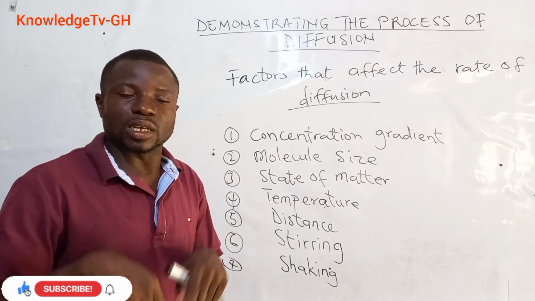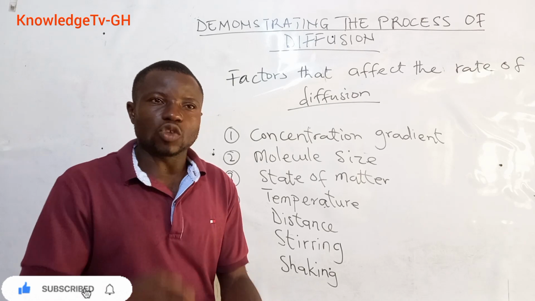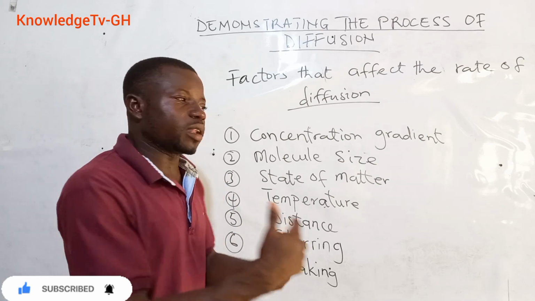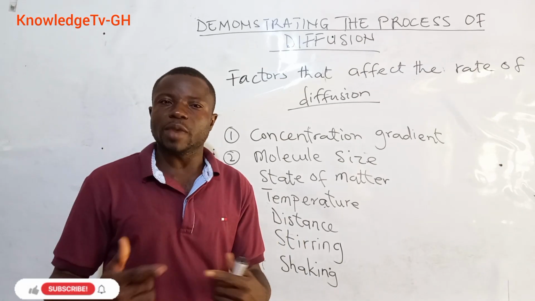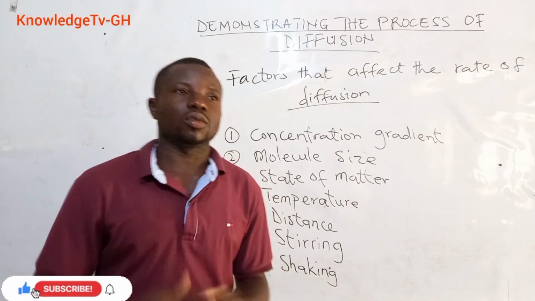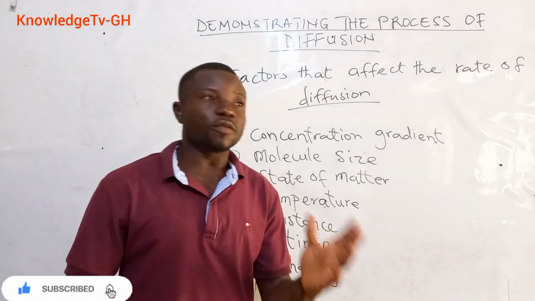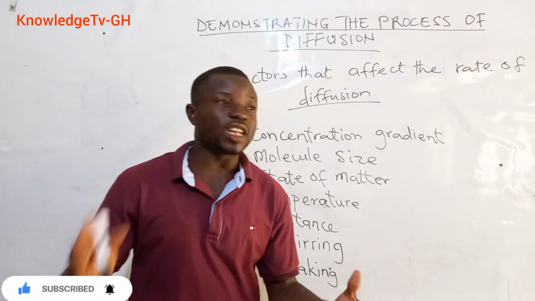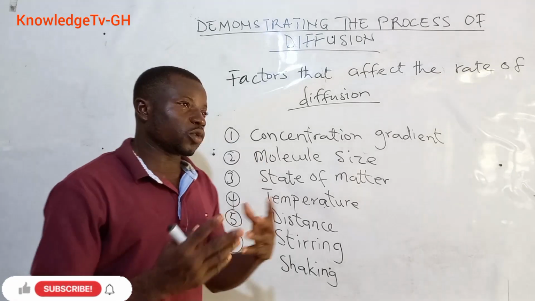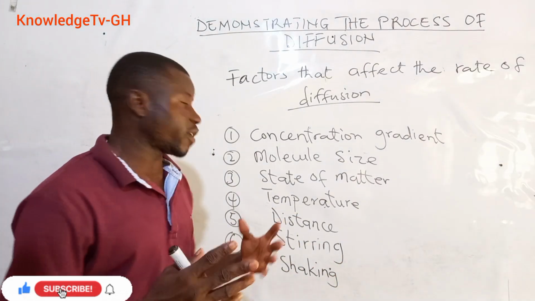If the solid is at the bottom, you will see that diffusion occurs faster coming up compared to another. Let's say you pour water into a very big, tall beaker, and a small beaker that is not tall. You compare how diffusion occurs in these two. You will see that in the one that is tall and very big, the rate of diffusion will be less compared to the one that is very small.